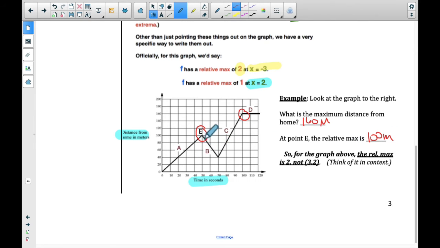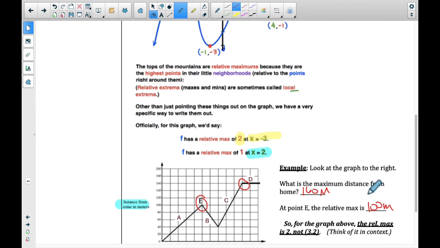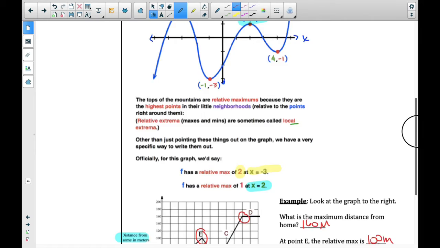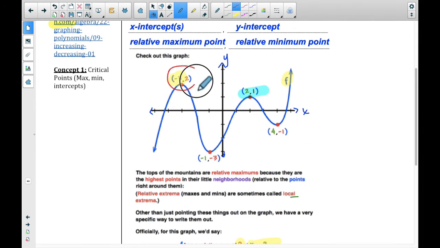That's the maximum value. So for the graph above, the relative max would be 2. Oh, sorry, up here. For the graph above, the relative max would be 2, not 3, 2. So if I asked what's the relative max, you'd say 2. That's how high I got. I didn't ask you where it was. I said, what's the max? All right, let's turn the page.